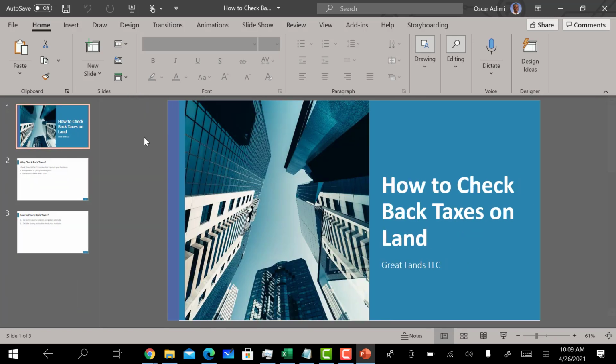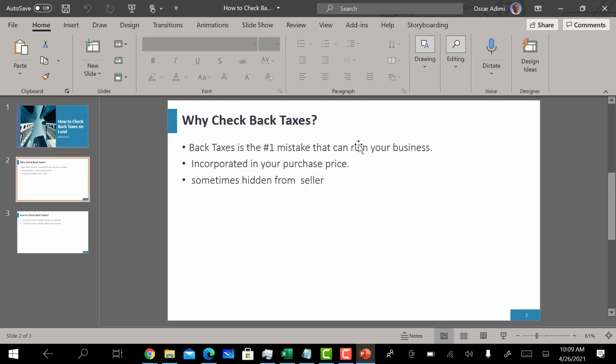Today, I'm going to show you how to check the back taxes on any property, any vacant lot that you want to buy. This is a very important topic. Why do you have to check the back taxes? It is the number one mistake that can ruin your business.